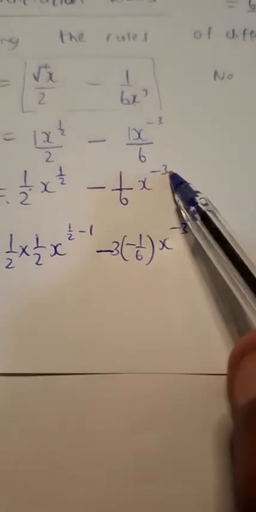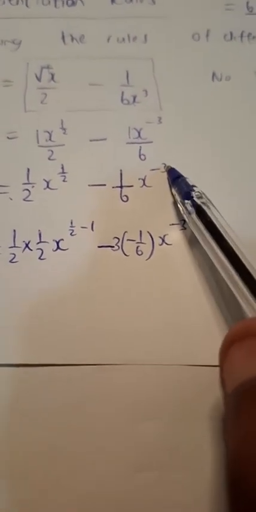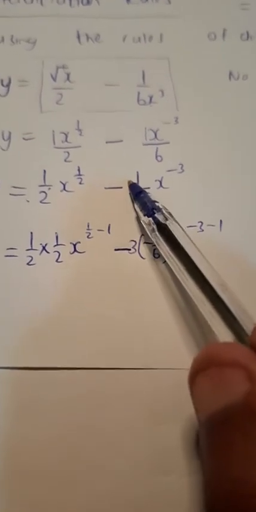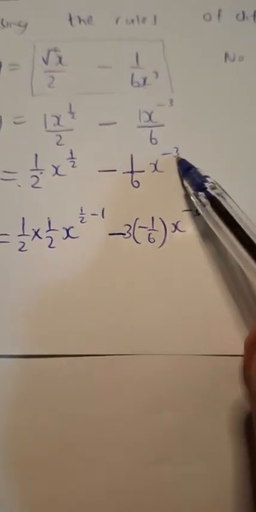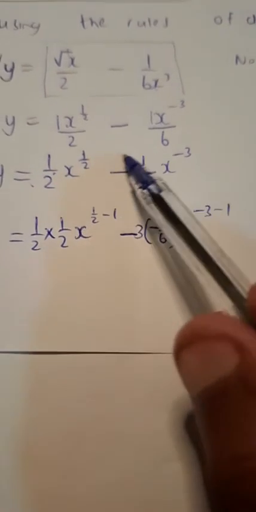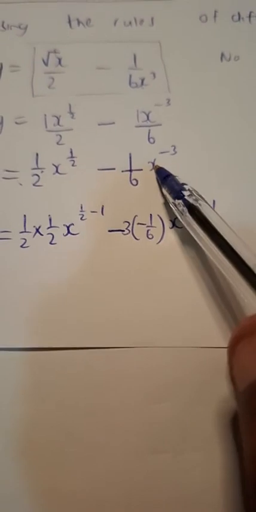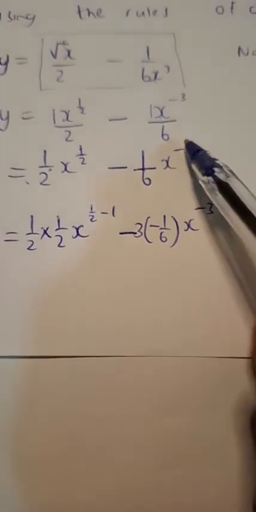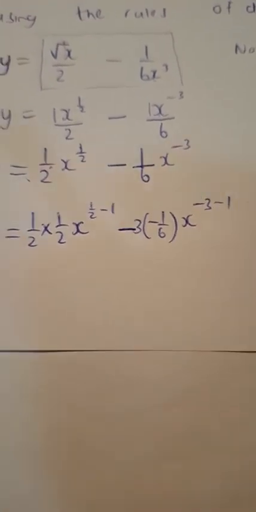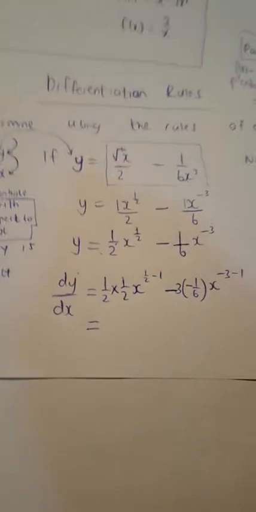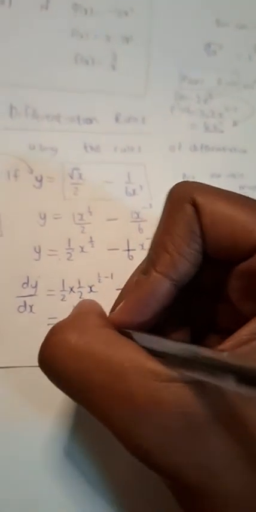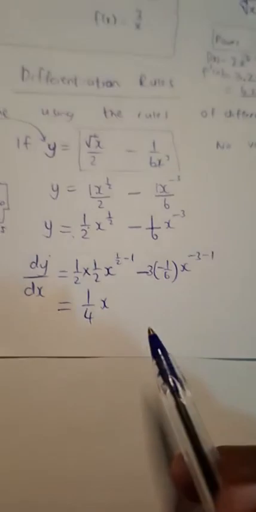We take this negative 3, the exponent, we bring it down, it gets multiplied, so it's negative 3 times the negative half. Then we retain the x, raise it to the power negative 3, we always are subtracting 1. So let's finish off then, guys. What then is the simplified answer? 1 over 4x.